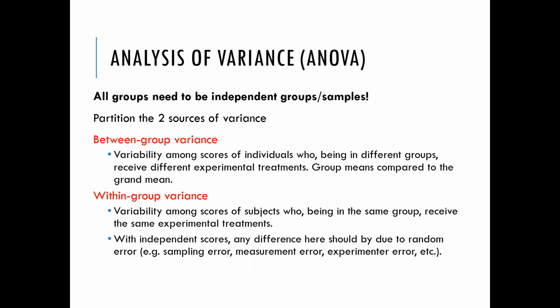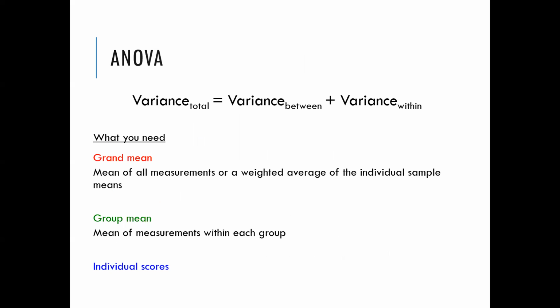And when we have independent scores, then any difference that we see here should really just be due to random error. And that could be sampling error, it could be measurement error, it could be researcher error, etc. So again, ANOVA is partitioned into two sources of variance. That's the between group variability and then the within group variability. And when we add that together, we just get the overall variance or the total variance.